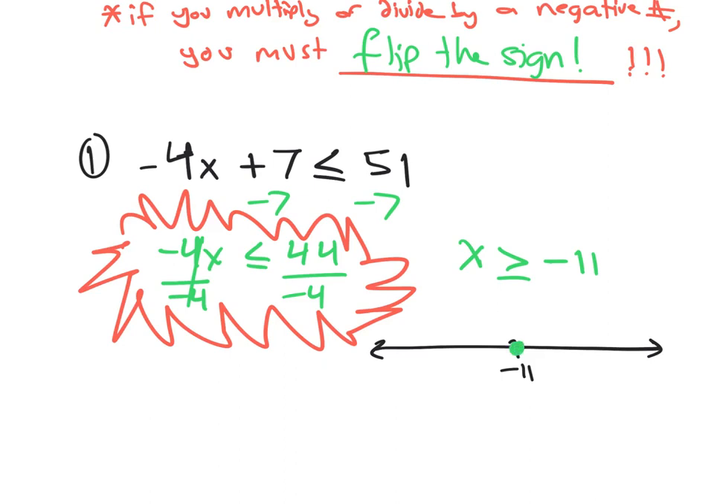And then I have to read the statement. It says x is greater than or equal to negative 11. So I need numbers that are bigger than negative 11. Okay. Well, the numbers that are bigger than negative 11 are to the right on the number line, so I'm going to shade to the right.